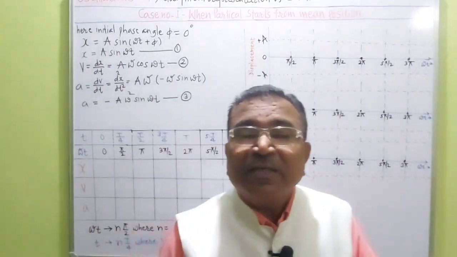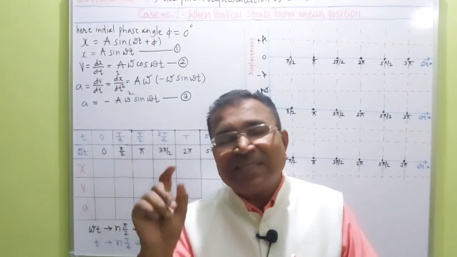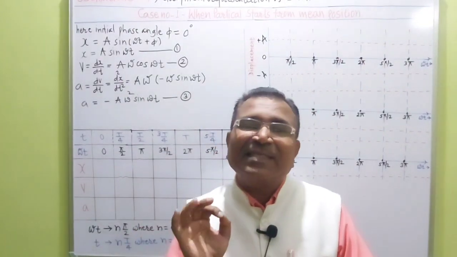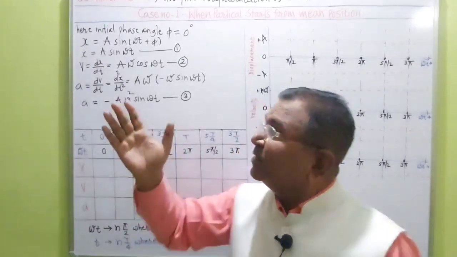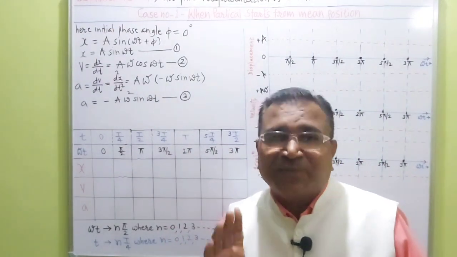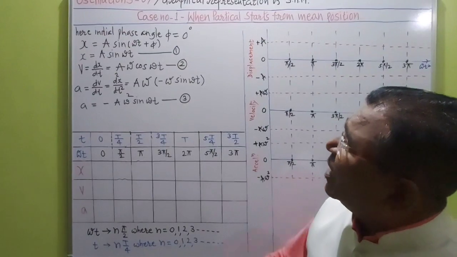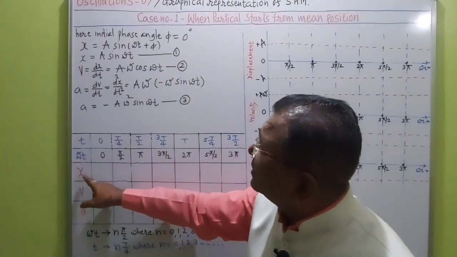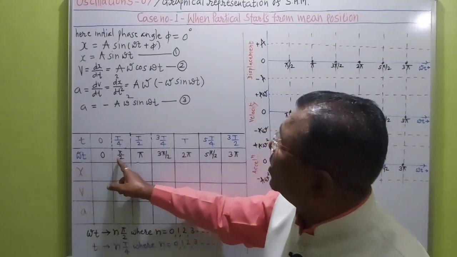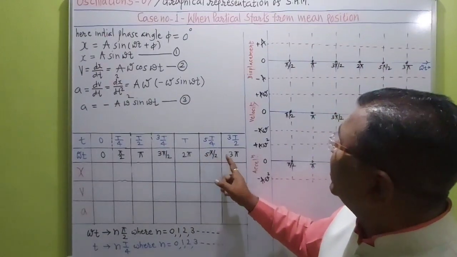So in this way we find 3 equations: displacement x, velocity v, and acceleration denoted by small a. These are the 3 equations we have to derive at first. Then we have to prepare a table. How will this be remembered? This is displacement, velocity and acceleration, for 0, pi by 2, pi, 3 pi by 2, 2 pi, 5 pi by 2, 3 pi.